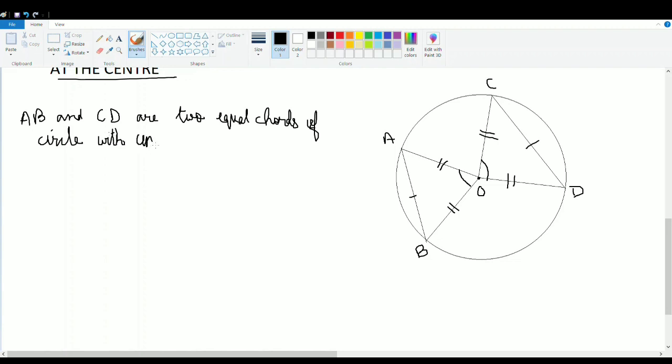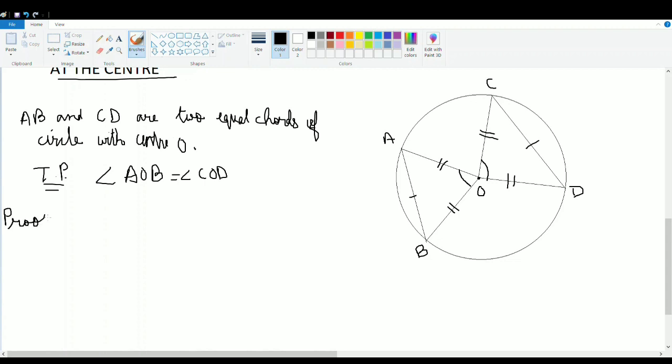Center, we need to mention it because the center is given. So center O. To prove: angle AOB is equal to angle COD. So how are we going to prove it?